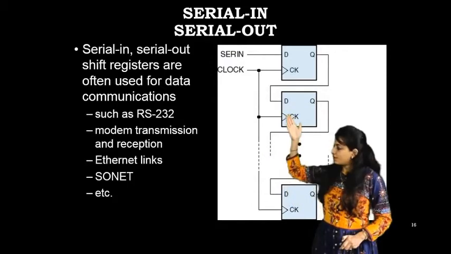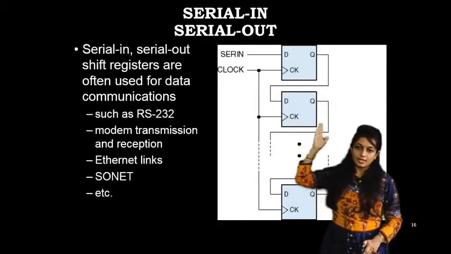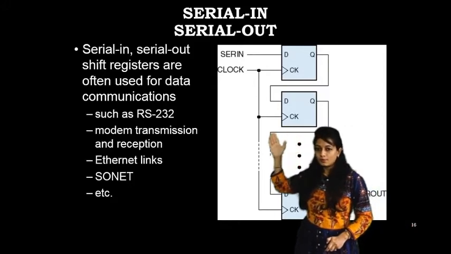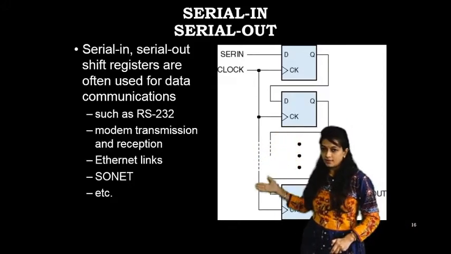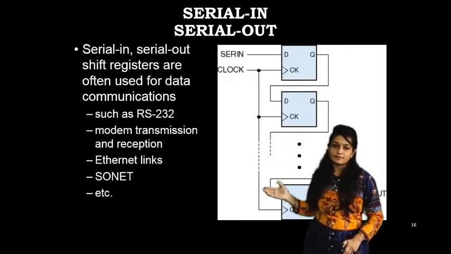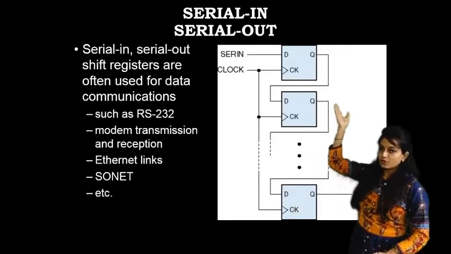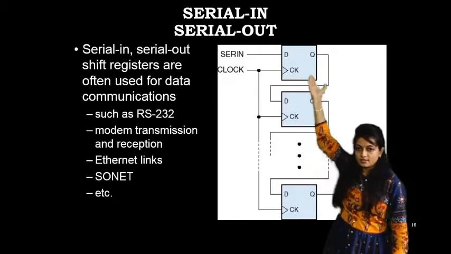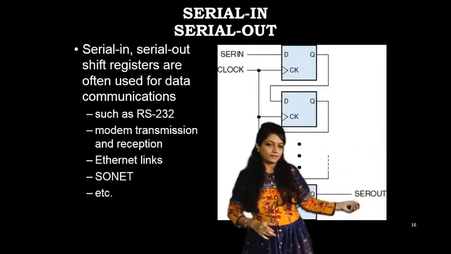They are often used for data communication, like RS-232 loops, modem transmission and reception, Ethernet links, and so on. This is the example of n-bit serial in, serial out. Serial in is there, serial out is there.